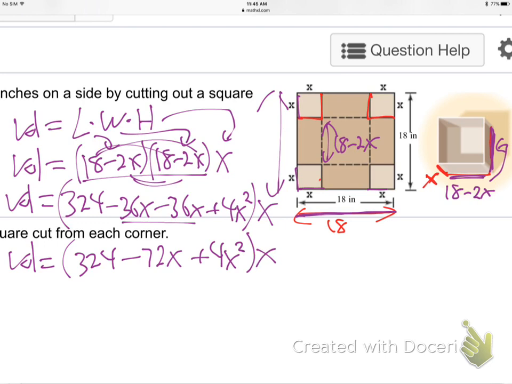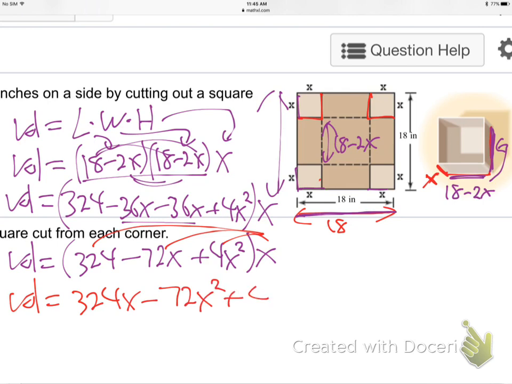And then distribute that x all the way through. Boom, and a boom, and a boom. Volume is 324x minus 72x squared plus 4x cubed. There's our volume statement. So now you could put that into your calculator as y1 and hit the graph button, and you could find the x value. See if we have time for that real quick. So put that into your calculator as y1.